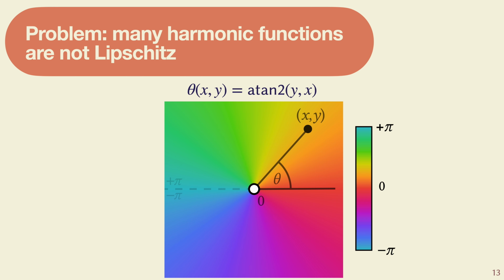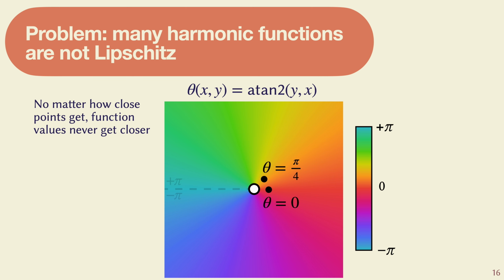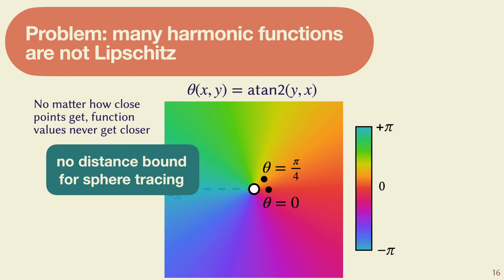If we plot the angle function, it looks something like this. But now consider these 2 points whose angles differ by pi over 4. We can move them closer and closer to the origin without changing either of their angle values. No matter how close these points get, the function values never get any closer. So in particular, we cannot use these function values to get a distance bound for sphere tracing.